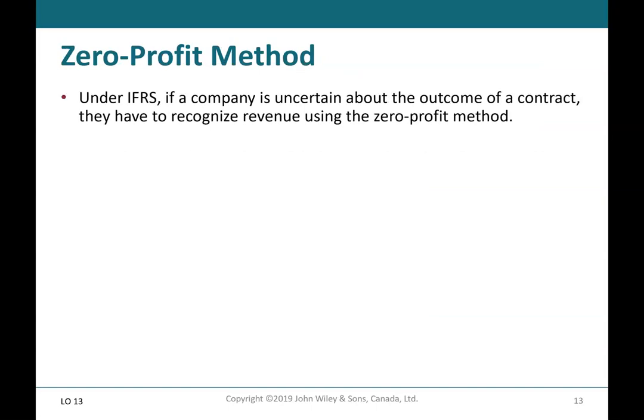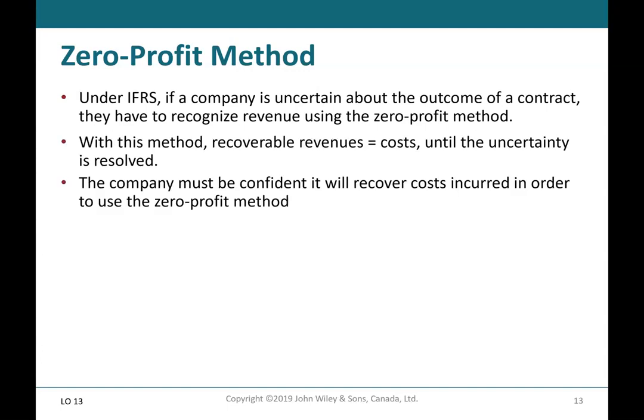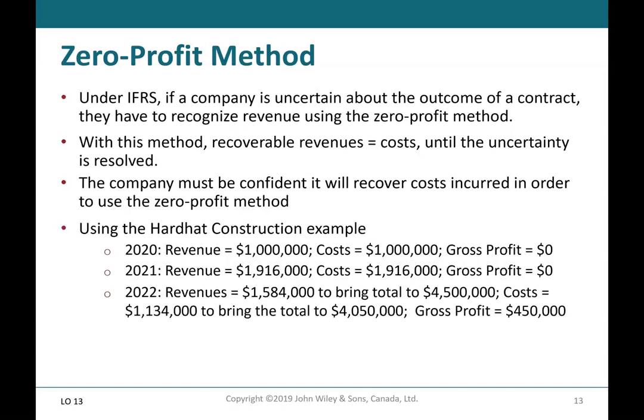Zero profit method. Under IFRS, if a company is uncertain about the outcome of a contract, they have to recognize revenue using the zero profit method. With this method, recoverable revenues equal costs until the uncertainty is resolved. The company must be confident it will recover costs incurred in order to use the zero profit method.